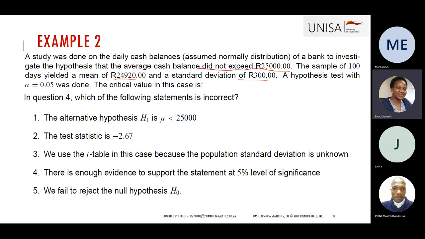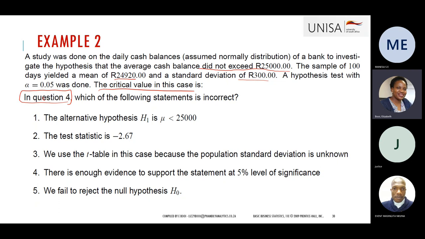There is some missing information in my question. So the critical value in this instance, we're going to calculate it because it's not given here. I think I didn't take that into consideration when I copied it from question 4. Probably this was question 5. But we will fix that. We have enough information. Which one of the following statements is incorrect?